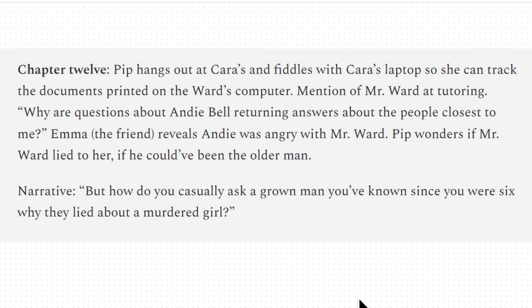And note how the last line of the chapter establishes Pip's goal for the next scene. She's going to have to go ask Mr. Ward why he lied.